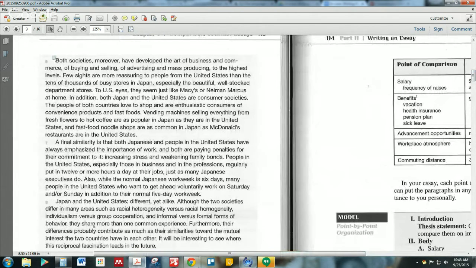Paragraph 6, both societies, moreover, so again, talking about them as one. So you're comparing when you're telling them as one. Paragraph 7, a final similarity is that both Japanese and people in the United States have. Okay, so this word both is repeated in all of the topic sentences, showing similarities.